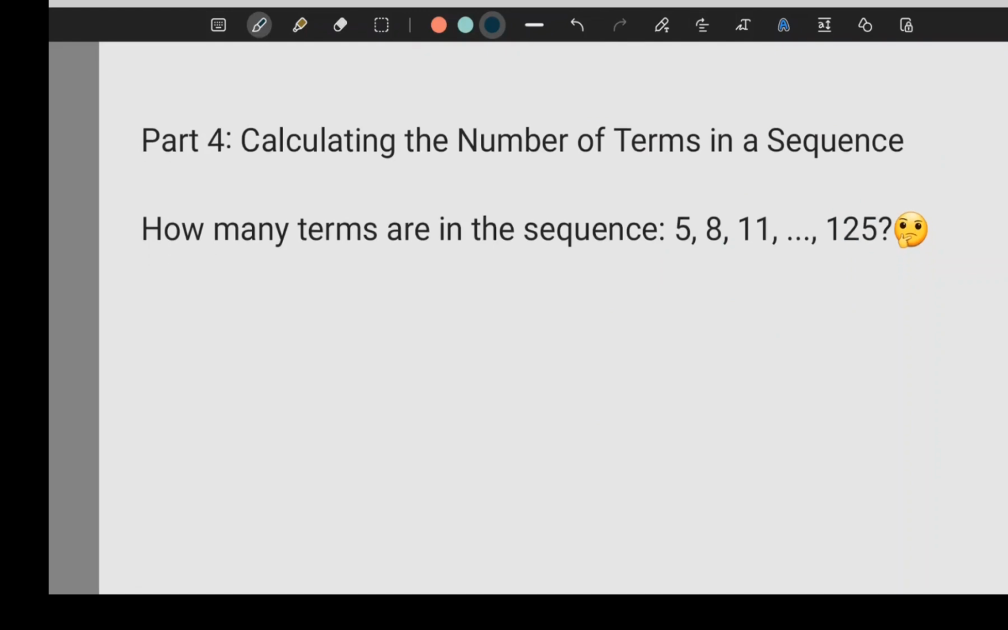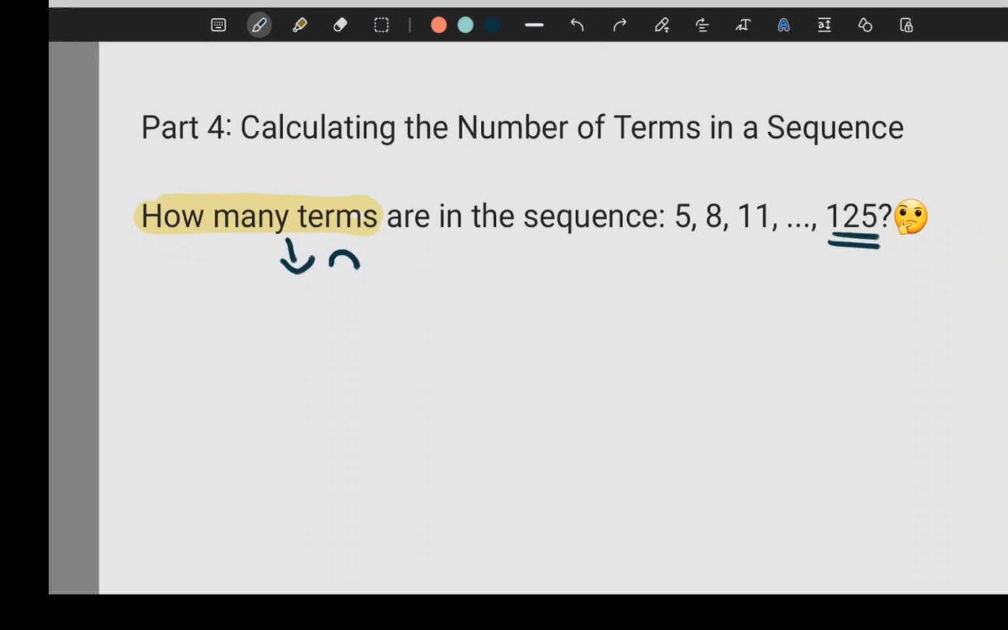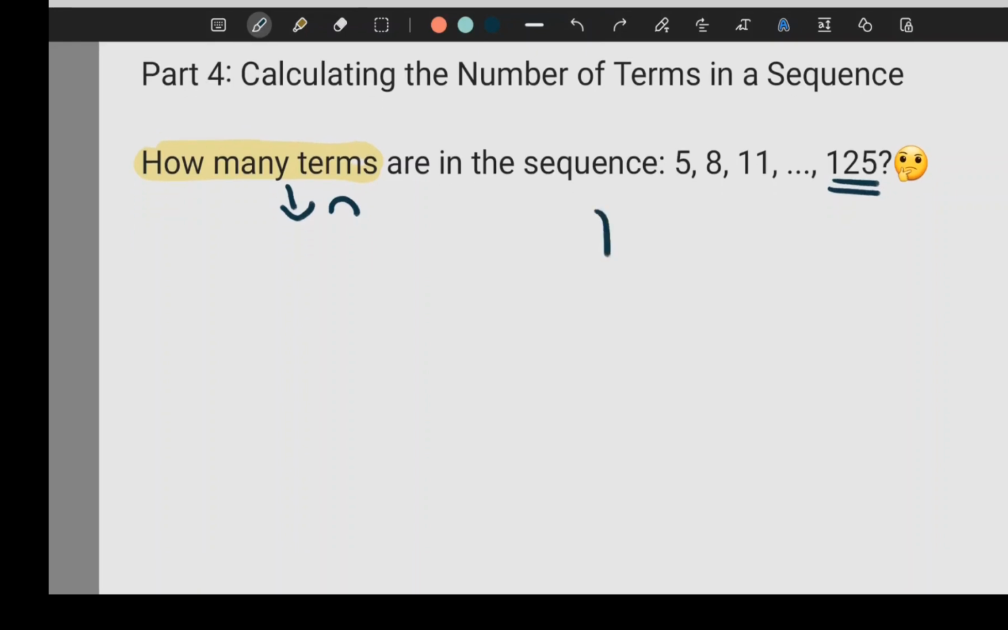So here we are at the last part of our lesson for today. We give you the pattern and we give you the last term in the pattern. So the last term is normally given and we will ask you how many terms are in the sequence. So we're using the same pattern and we are asking how many terms are in the sequence if the last term, can you see, there's no dot after that. So that means 125 is the last term. So I'm going to show you two ways to do it again.